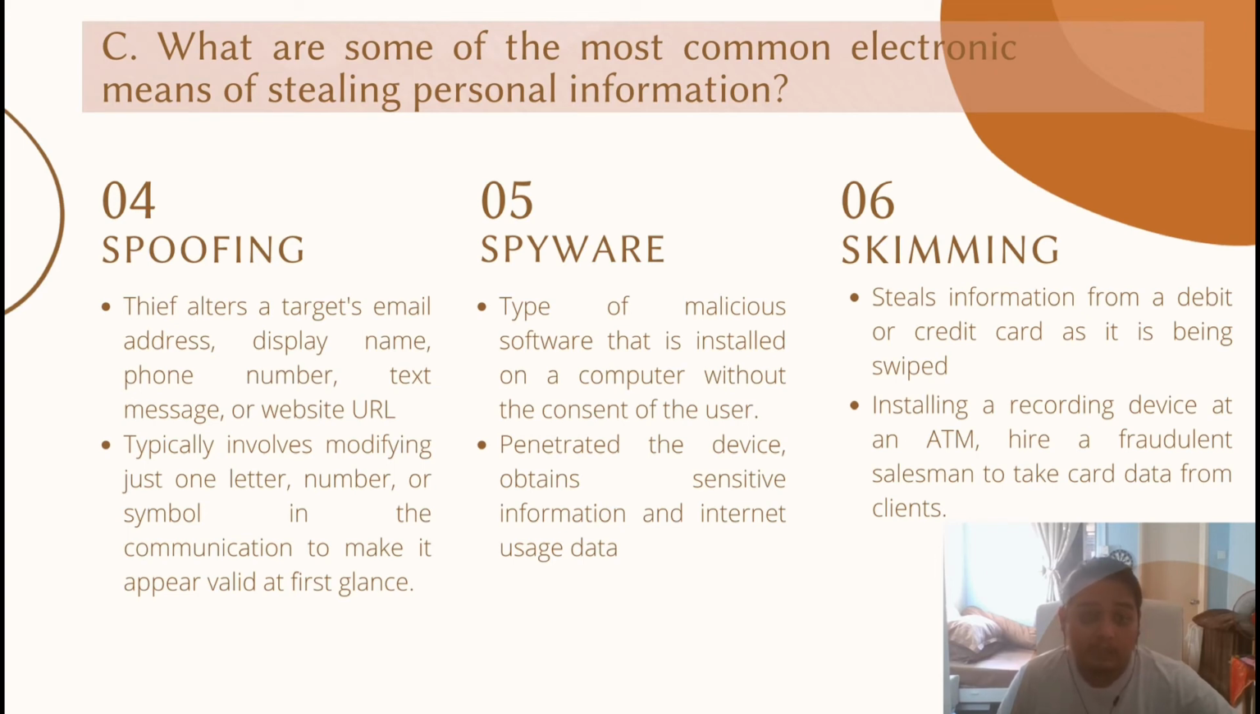And lastly is skimming. Skimming is when a thief steals information from a debit or credit card as it is being swiped. This crime is frequently carried out by people who appear to be innocent, such as servers, retail clerks, and hotel employees. A thief may interfere with the electronic card reader to capture card data by installing a recording device at an ATM, or they may hire a fraudulent salesman to take card data from clients. The thief then will sell your personal information to a criminal organization, and they also manufacture and sell fake credit cards.